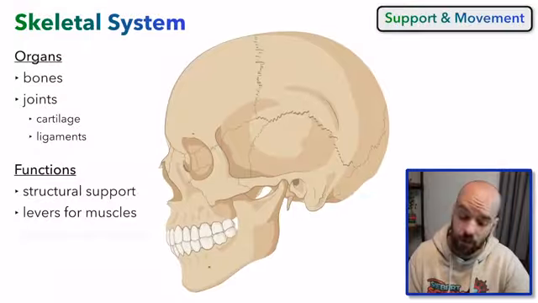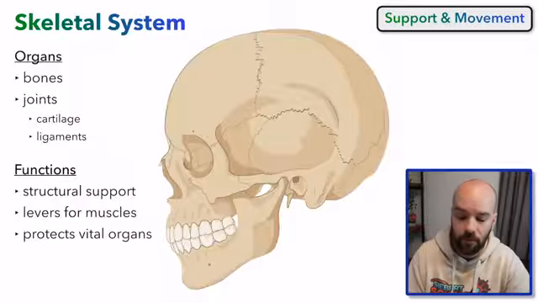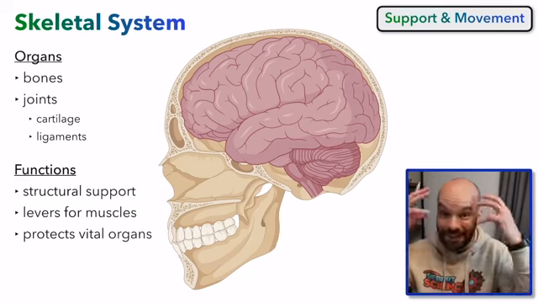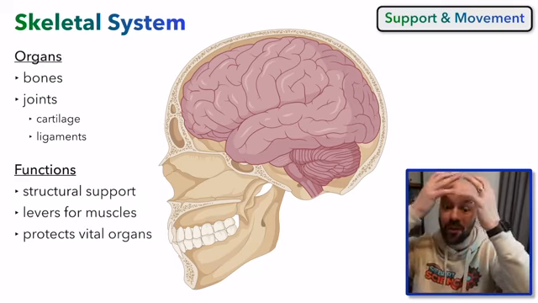A third really important function is going to be protection. It's going to protect vital organs. One big example of that is the skull. Obviously, inside of our skull, we have the brain. And so the brain's very important. The brain's also very easy to damage. And so that's why we have this bone that covers it.